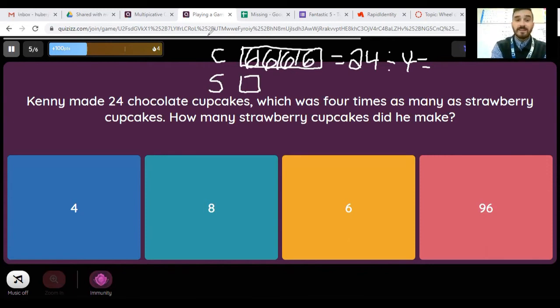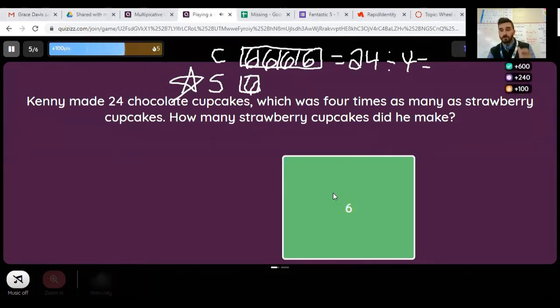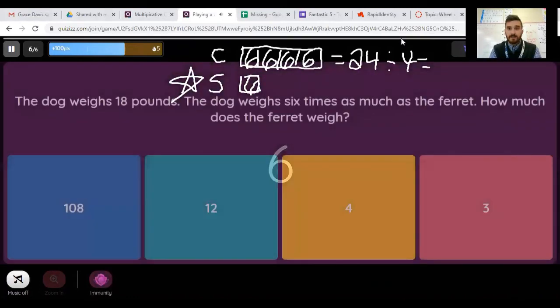The question's asking how many strawberry cupcakes did he make? All you got to do is look at your picture and see that you would have 6. So the math isn't any harder on those. It's just coming down to, are you drawing your picture correctly? And the last one should be very similar to that.